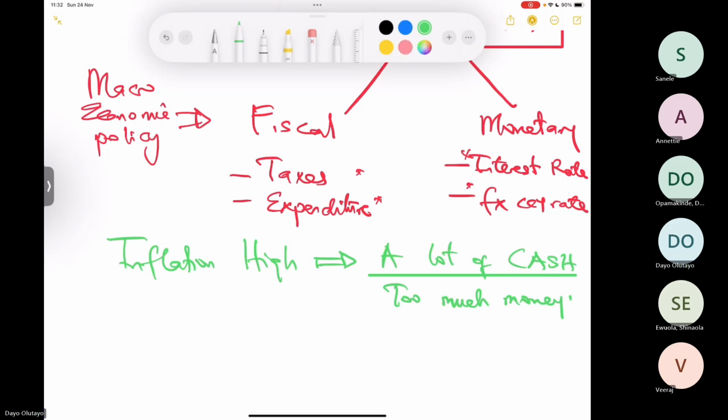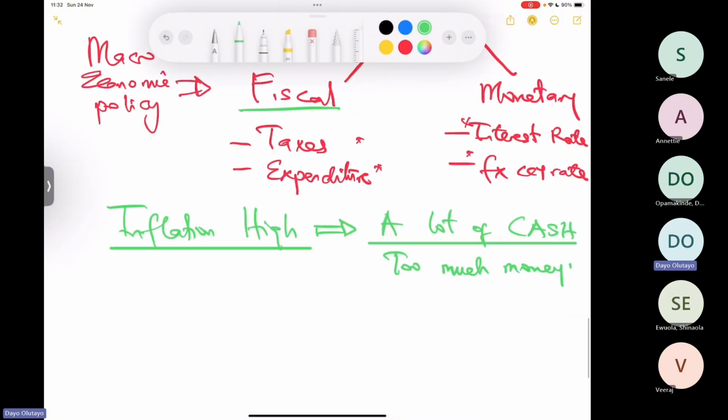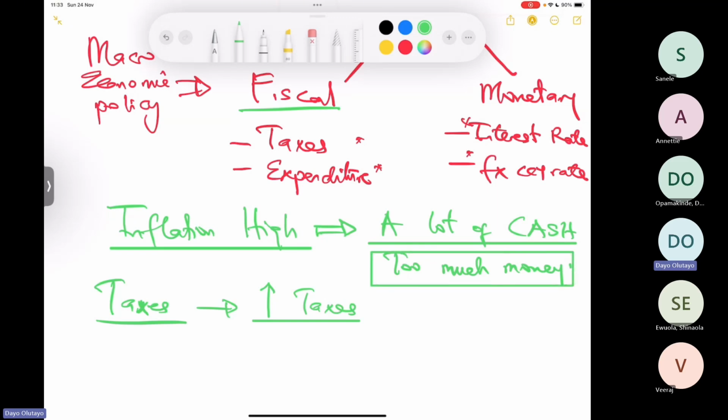So now let's say government wants to use fiscal policy. If there's too much money in the economy and they want to use taxes, definitely government needs to find a way to take money out of people, and that is why they will have to increase tax rates to bring down the inflation. They must increase taxes such that this too much money that you guys are having, you start paying it to the government, and the money will leave the economy. And that will be vice versa if the inflation is low.